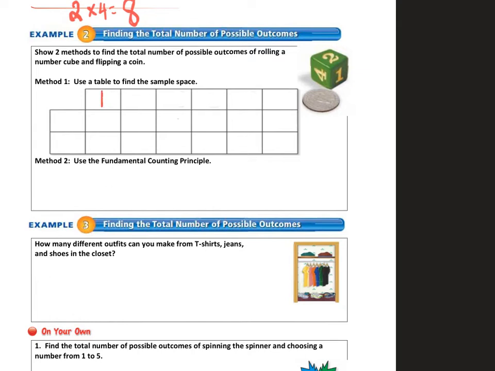I'm going to do it in black actually. You could roll a 1, 2, 3, 4, 5, or 6. When you flip the coin, you could flip a head or a tail. That means your sample space is going to be all of the different options that could happen. So you could roll a 1 and get a head. You could roll a 2 and get a head, a 3 and get a head, and so on.